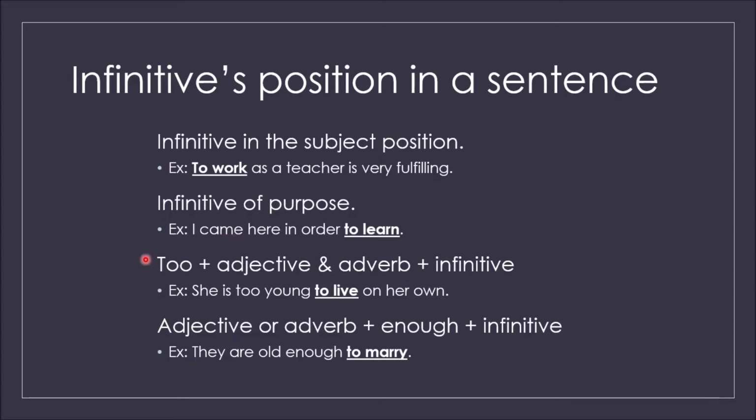In the construction too plus adjective or too plus an adverb, we have an infinitive to follow. She's too young to live on her own. She's too young, too plus the adjective young, and followed by an infinitive form. Also, an adjective or adverb followed by enough is also followed by an infinitive. They are old enough to marry.